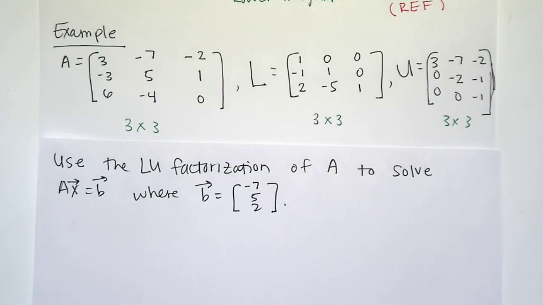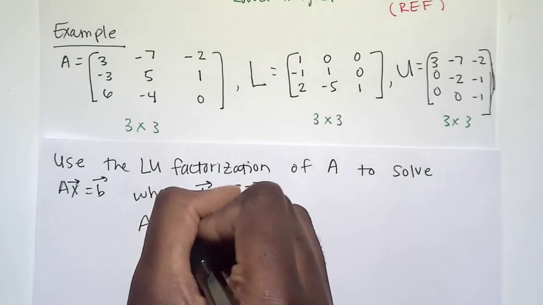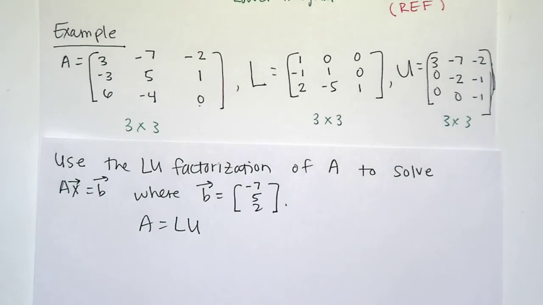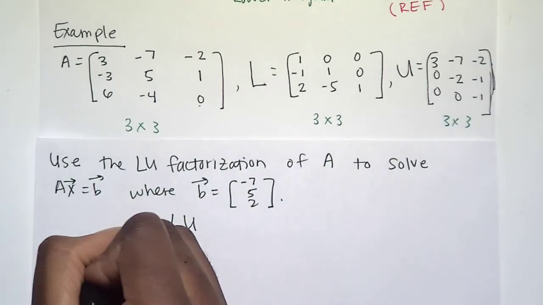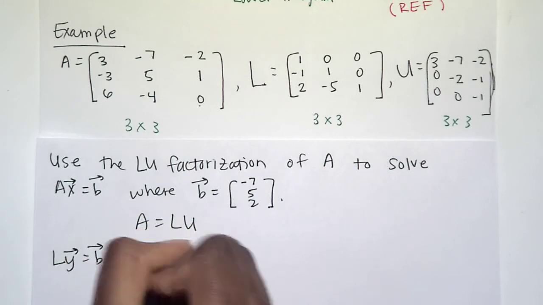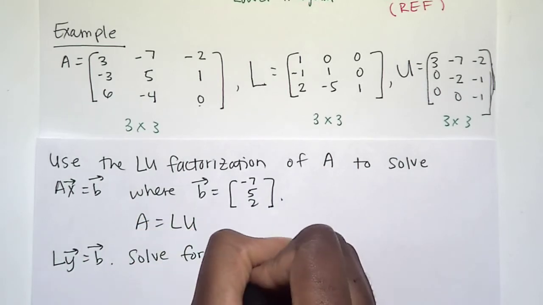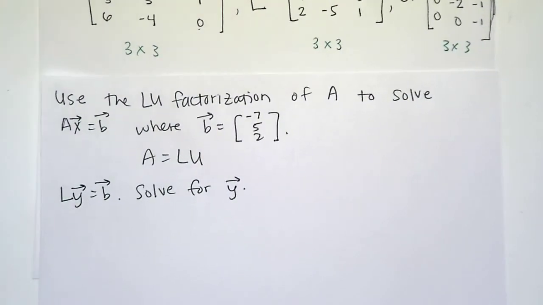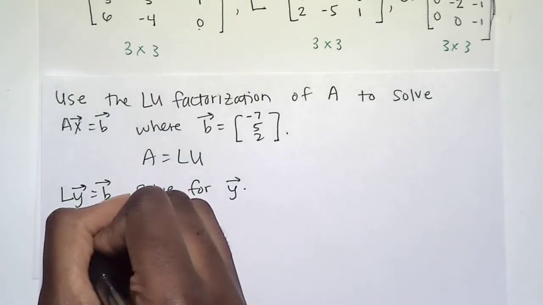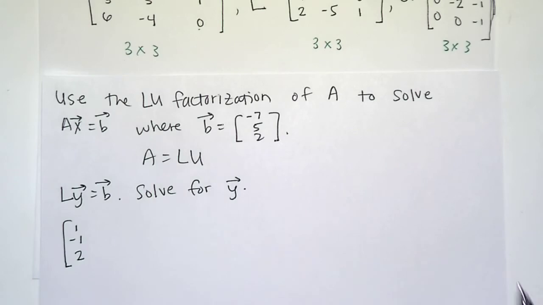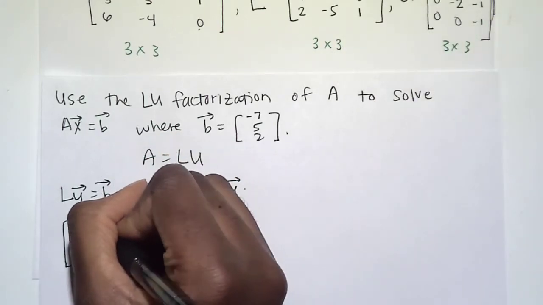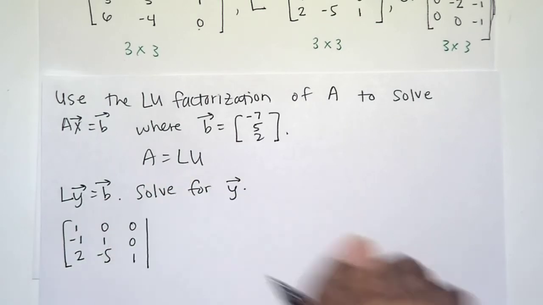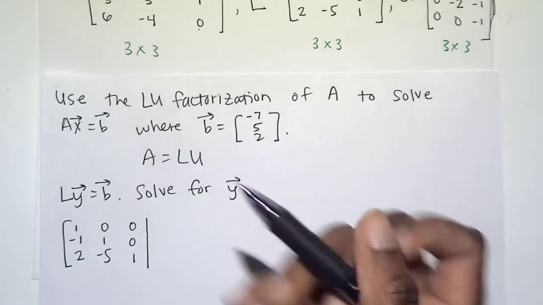All right, so since we know that A equals LU from above, we can break this down into those two components I mentioned before. First, we are going to take LY equals B and solve for Y. All right, and we know how to do this. Set up an augmented matrix. All right, so this is my L. And set it equal to B.